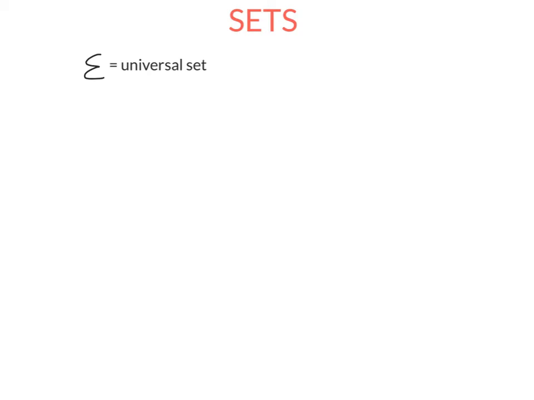So a set is just a collection of objects. We could have the set of people who play soccer, the set of prime numbers, whatever, just a collection of things. But when we're talking probability, we're usually interested in a set of events.